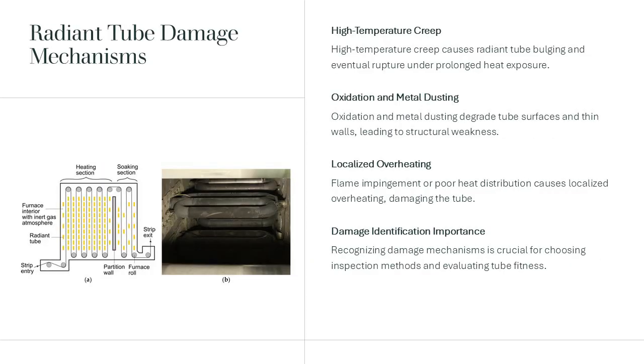Radiant tubes are among the most critical and vulnerable components in a fired heater. Common damage mechanisms include high-temperature creep, which leads to tube bulging and eventual rupture, oxidation and metal dusting, which cause wall thinning and surface degradation, and localized overheating due to flame impingement or poor heat distribution. Inspectors must be able to recognize visual indicators of these mechanisms, understand the operating conditions that promote them, and relate observed damage to temperature history and material properties. Accurate identification of damage mechanisms is essential for selecting appropriate inspection techniques and for making defensible fitness for service evaluations.